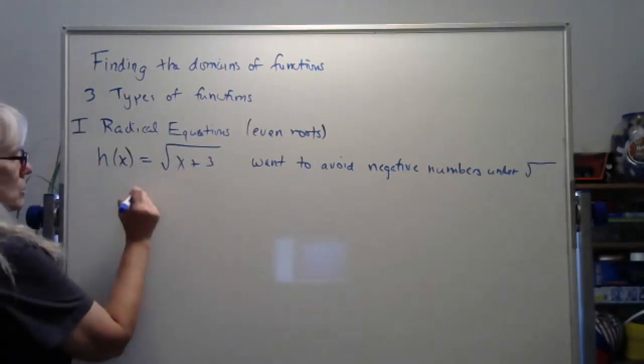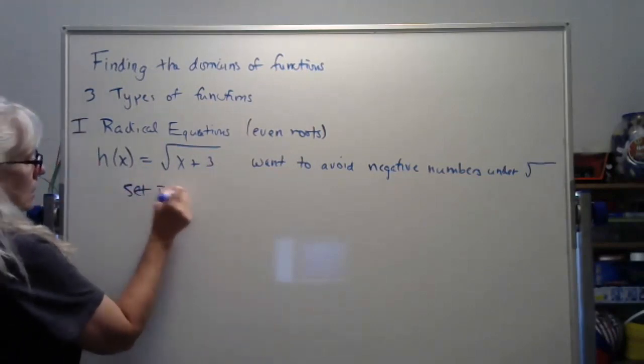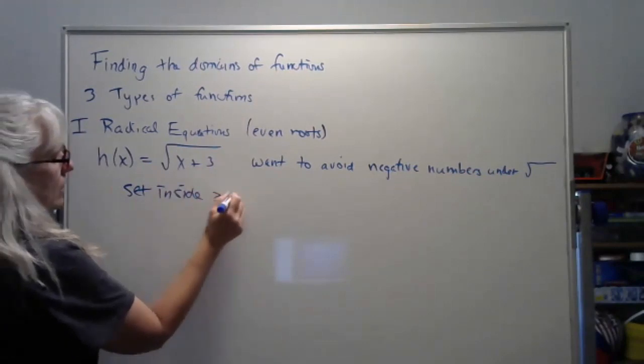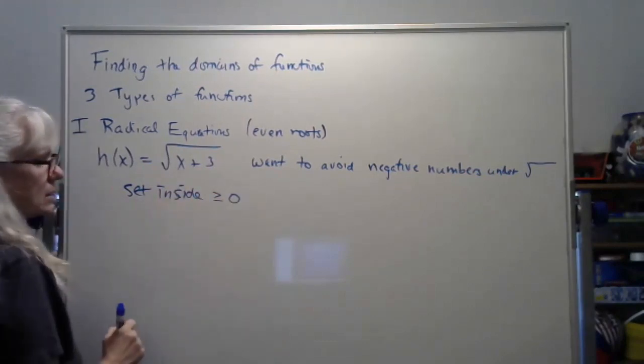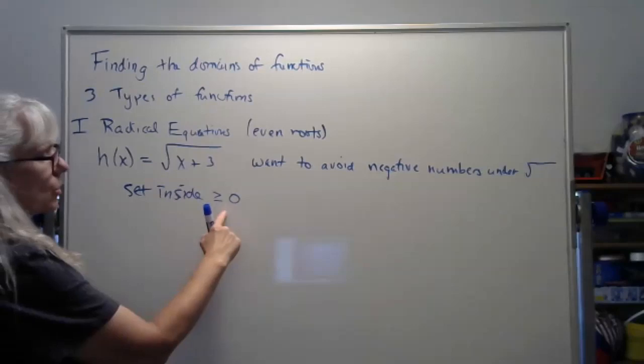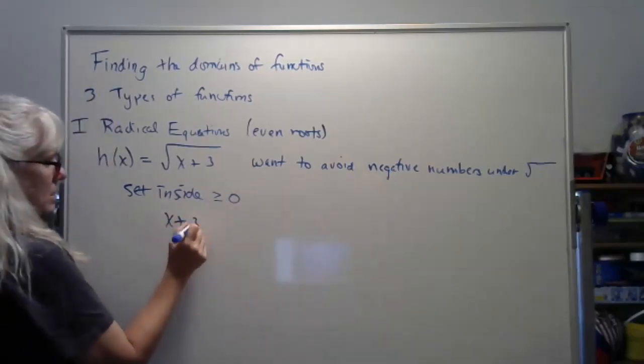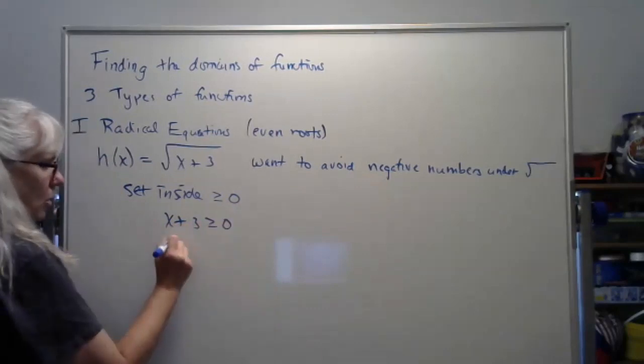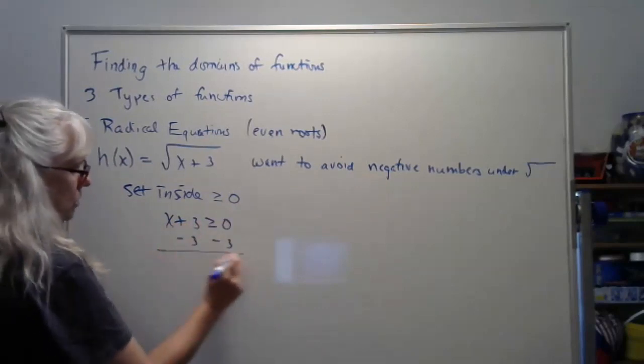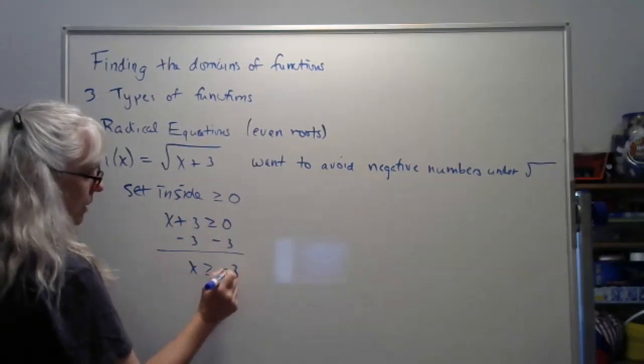Okay, so what we're going to do is set the inside greater than or equal to 0. So take whatever's on the inside, set it greater than or equal to 0, because that's going to avoid those negative numbers. So we're going to take x plus 3, set it greater than or equal to 0, and then solve. So we'll move the 3, we get x is greater than or equal to negative 3.